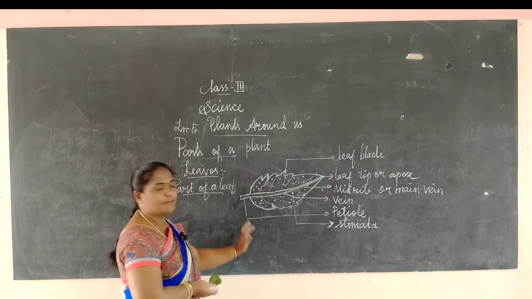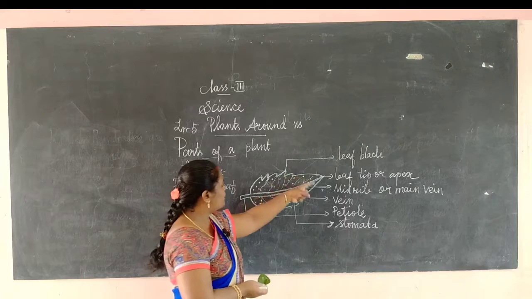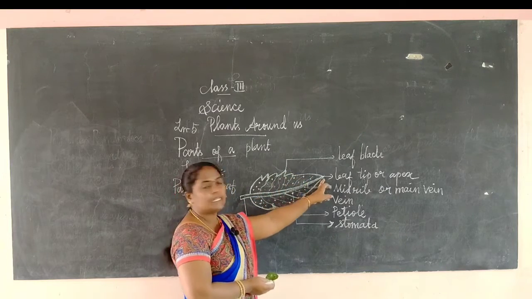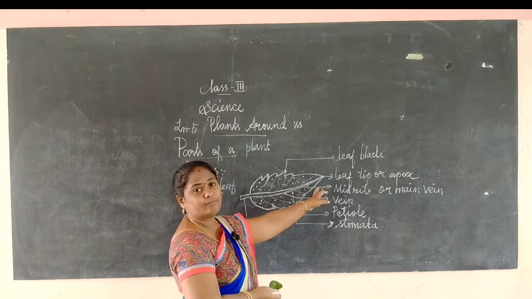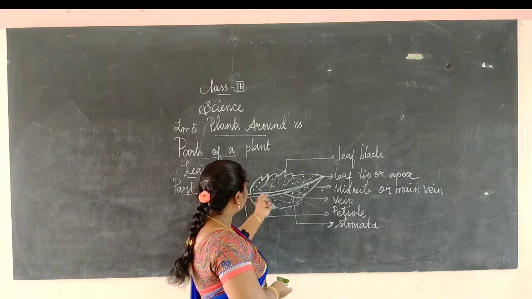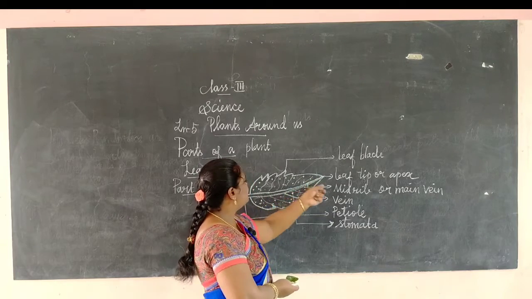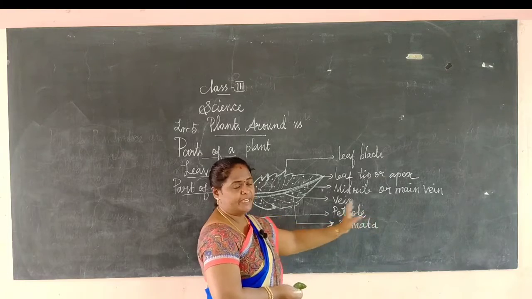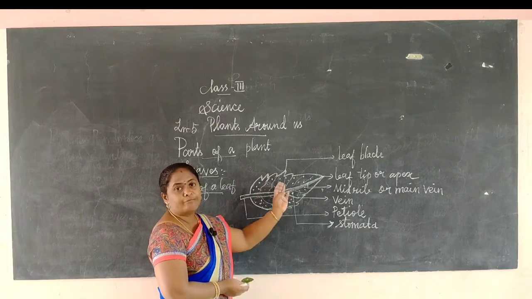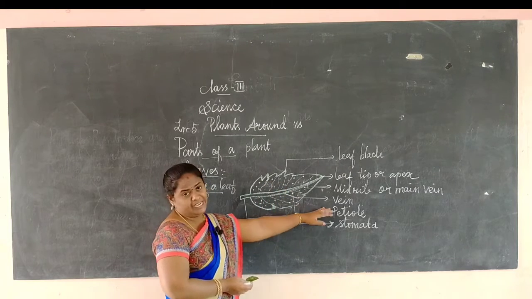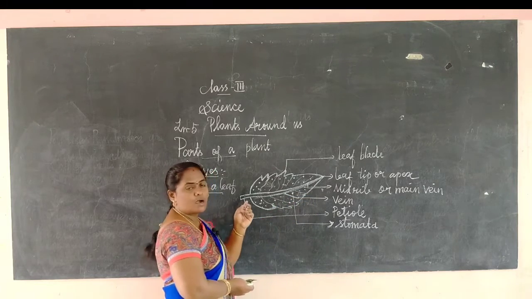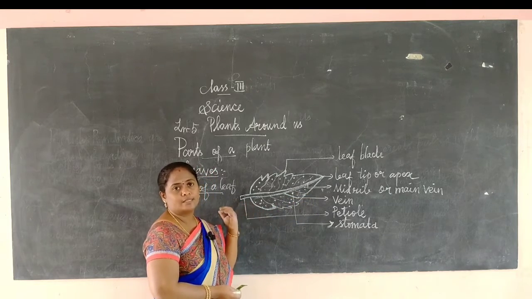Okay, so these are the parts of a plant leaf. The flat part of a leaf is called the leaf blade. The topmost part of the leaf blade is called the leaf tip or apex. The thin tube in the middle of the leaf is called the midrib or main vein. The other small tubes running along the leaf blade are called the veins.